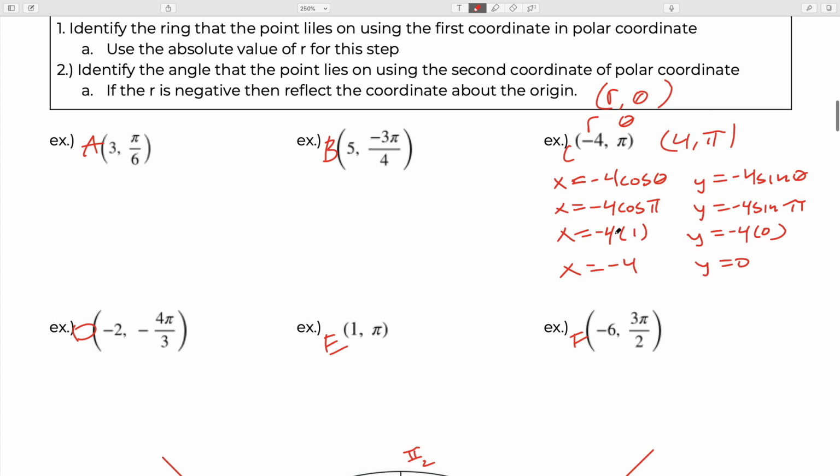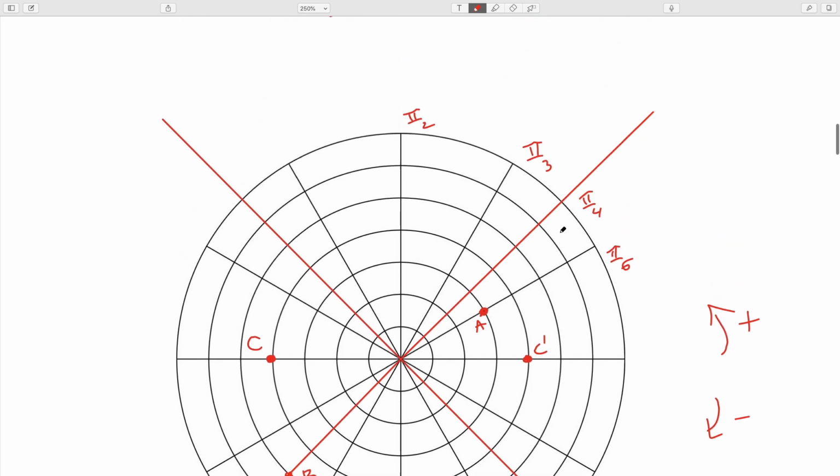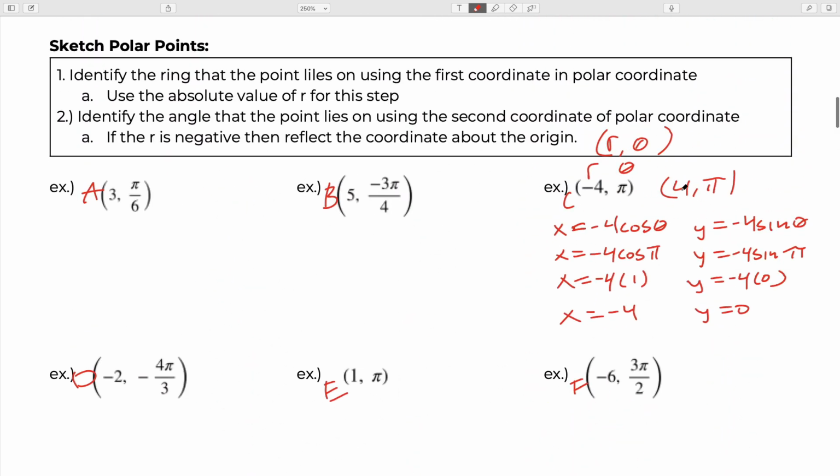If this was a positive 4, of course, you'd be going 4 units to the right. But since my 4 is negative, it's going to the left. So what this negative does is just reflect it about our origin. This is a different point. We'll work on another negative over here, but all that negative is doing is reflecting about the x and the y. So that's going to be your point C. Typically what I like to tell students to do is plot the point in the positive direction and then reflect it about the origin.